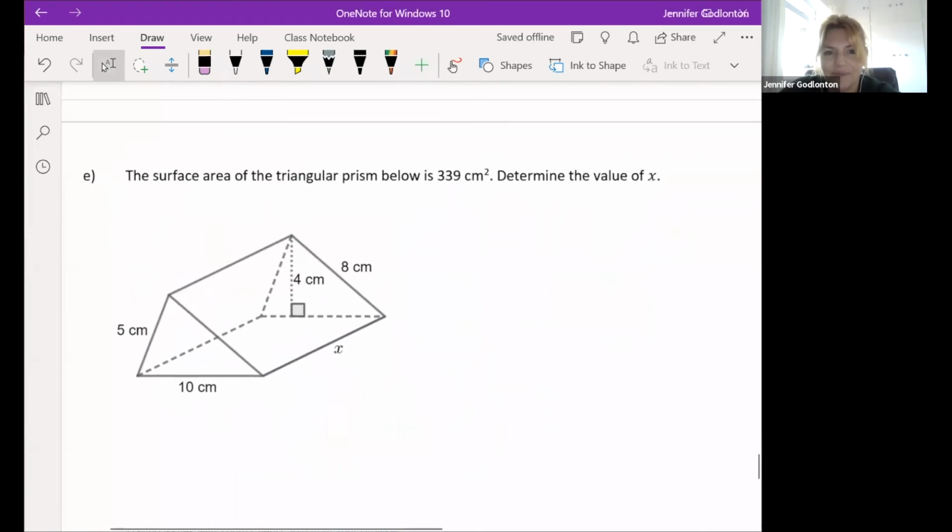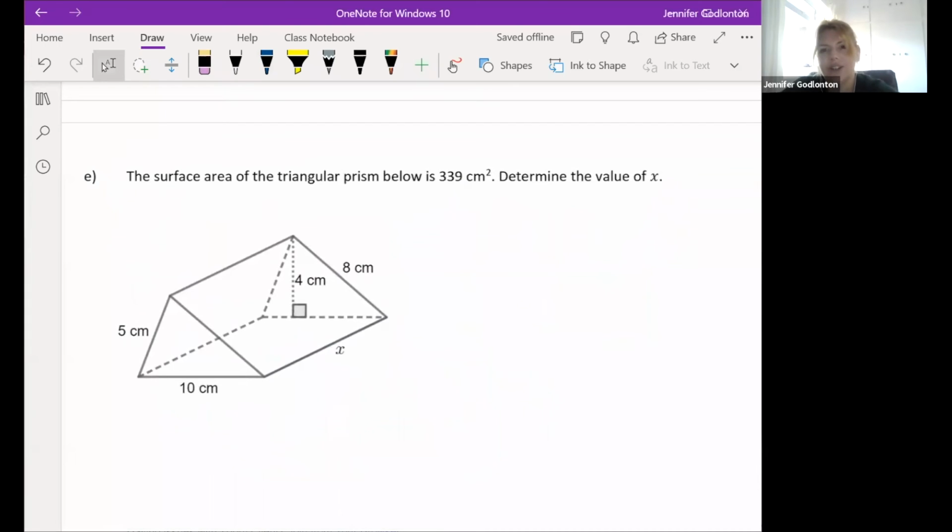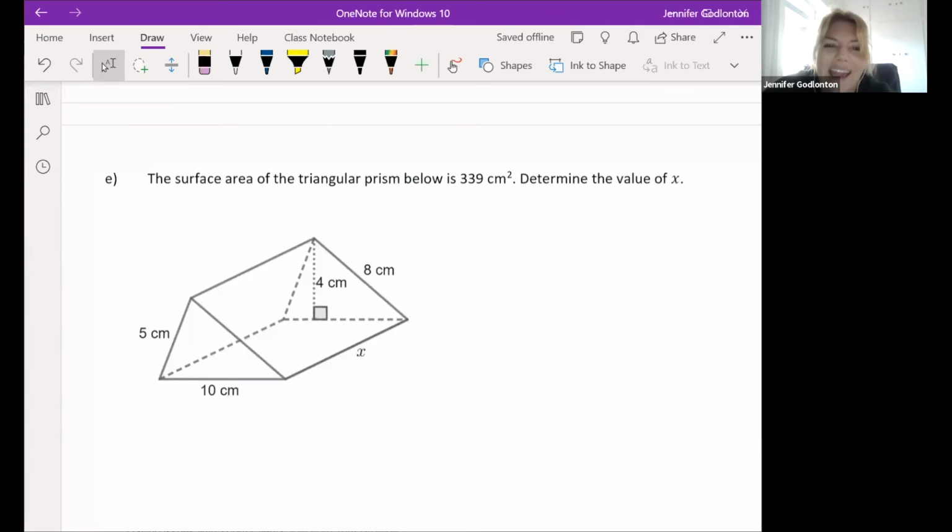Okay, here we go. You know I like my spicy questions, guys. Okay, the surface area of the triangular prism below is 339 centimeters squared. So they have told you what the surface area is. Determine the value of x. I'm just going to read that one more time. The surface area of the triangular prism below is 339 centimeters squared. Determine the value of x.